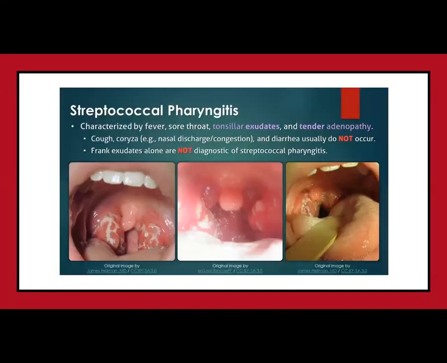So this is the streptococcal pharyngitis that we were talking about. It's usually characterized by fever, sore throat, tonsil exudates, and tender adenopathy. They can have a cough, nasal drainage, and frank exudates alone are not diagnostic of streptococcal pharyngitis, but just kind of being aware that if somebody gets strep throat, that we're making sure that they're going to see the physician, getting medication for that, preferably penicillin unless they're allergic to it, and clearing this up before it develops into something else.